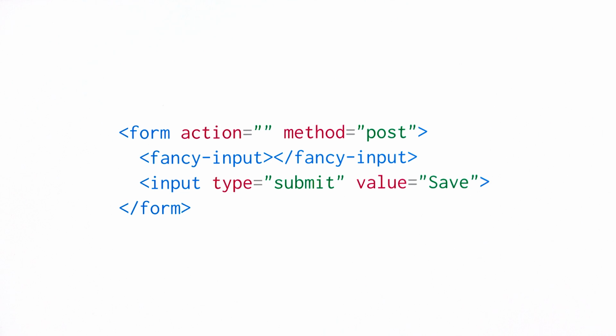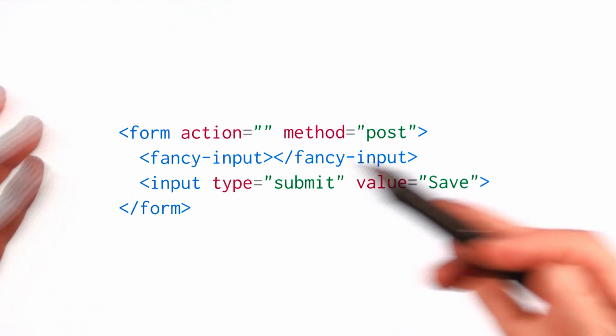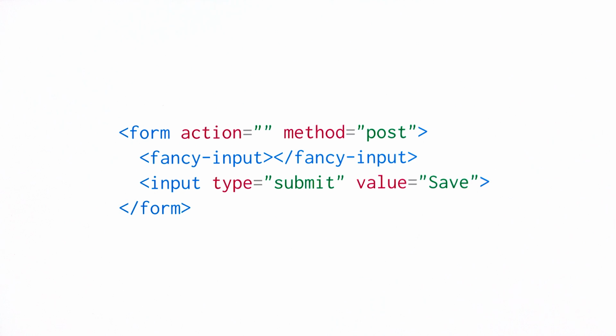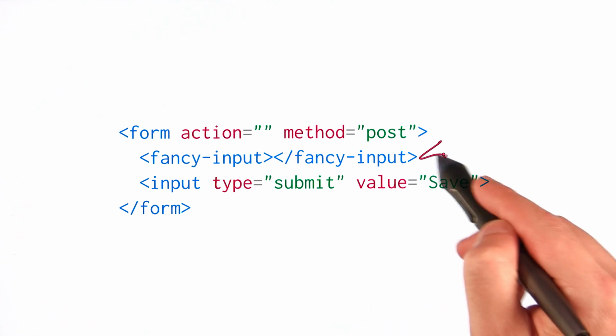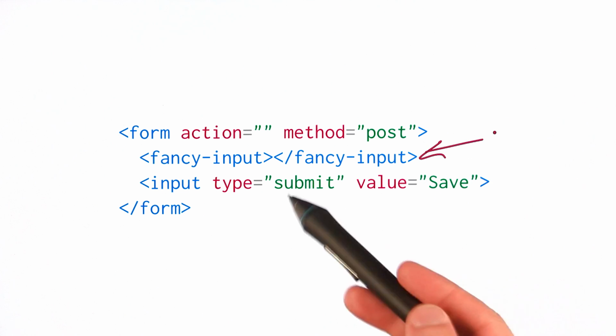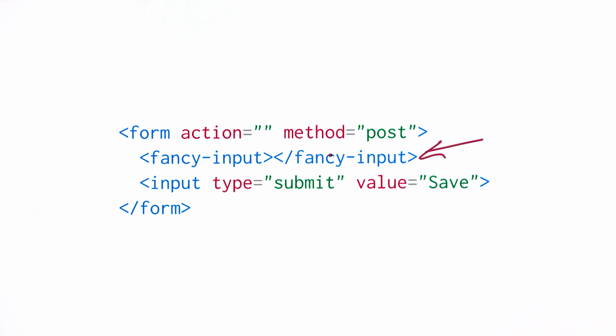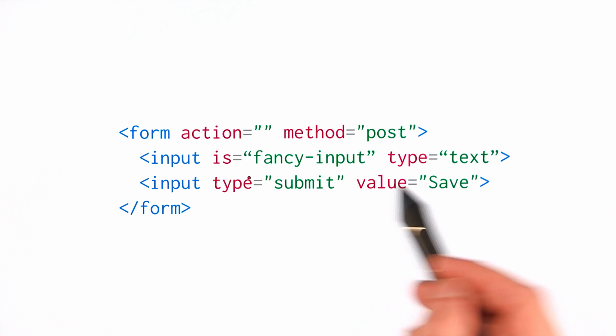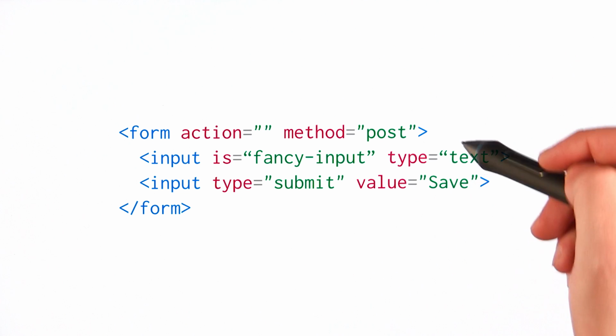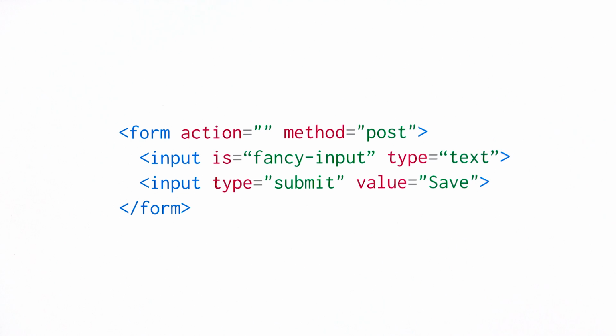Another use case for type extension elements is forms. So forms normally try to package up all the values from all the input elements that are inside of them. But if you throw a guy like this into a form, it's going to be like, I have no idea what this tag is. I don't know if it has values. I'm just going to ignore it when I submit my payload to the server. So again, we can fix this by extending the native input element. So input is fancy input. This is going to get all of its values sent to the server. So we're all good there.